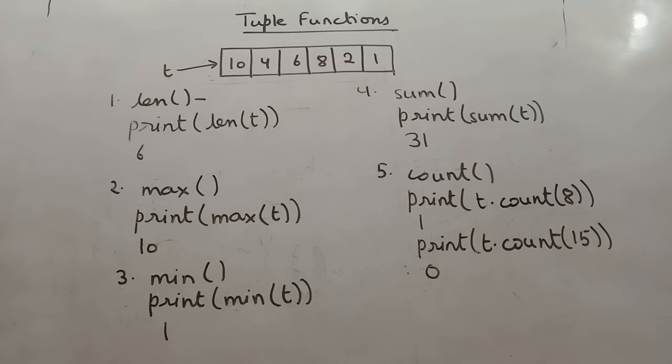In the same way, we have another function, min function. Now min function is returning the minimum value of the tuple. The minimum value in our tuple is 1, so the answer is 1 over here.